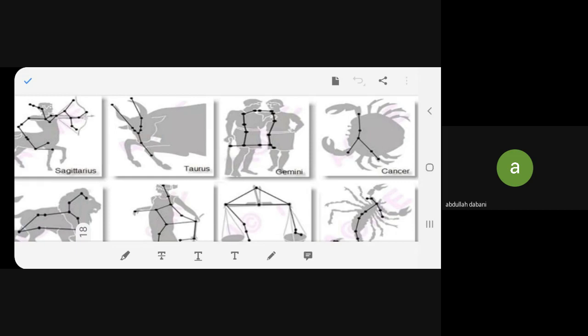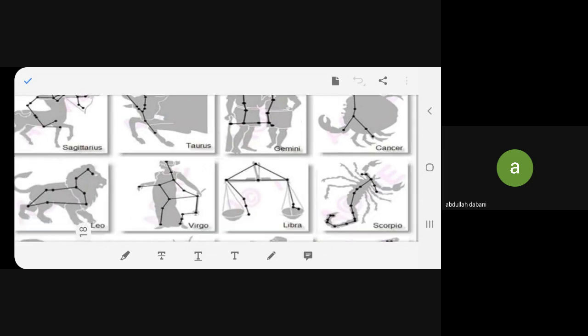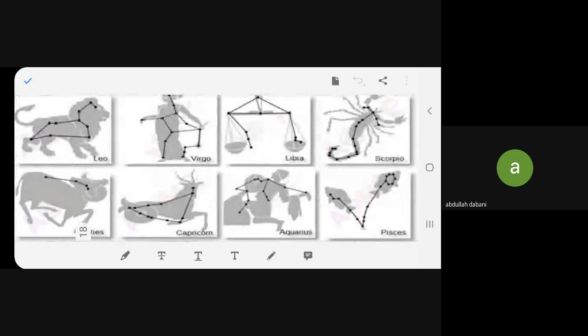Your birth zodiac signs. Do you know these zodiac signs? When you are born, you get those names like Sagittarius, Taurus, Gemini, Cancer, Leo, Virgo, Libra, Scorpio, Aries, Capricorn, Aquarius, Pisces. All these are zodiac signs. Do you understand that? This all comes from constellations.